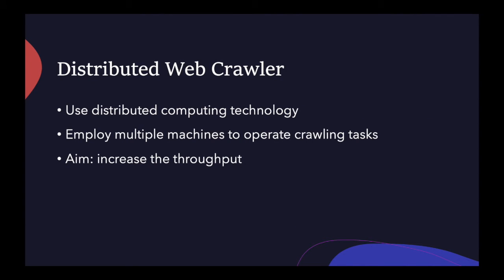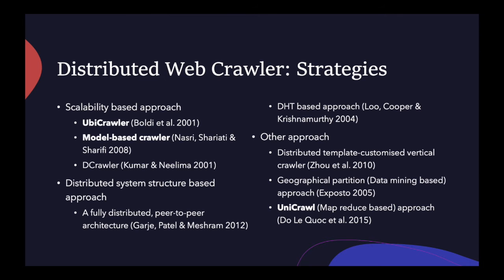A distributed web crawler is a kind of software that uses distributed computing technology. By taking advantage of the internet, search engines use multiple machines to operate their crawling tasks to increase the throughput. I classify the approaches for distributed web crawlers into three groups: scalability-based, system structure-based, and other approaches.